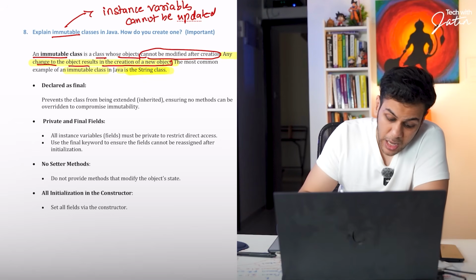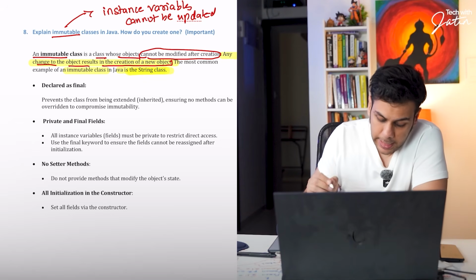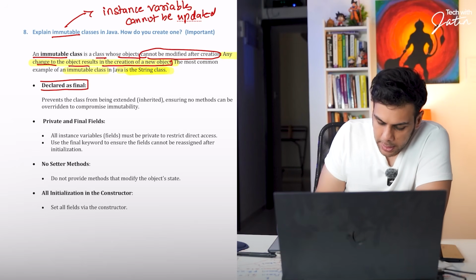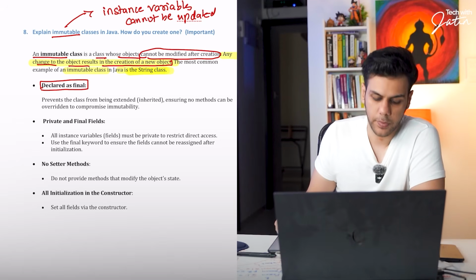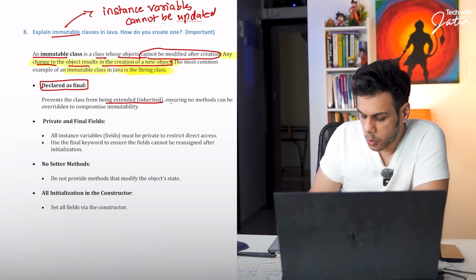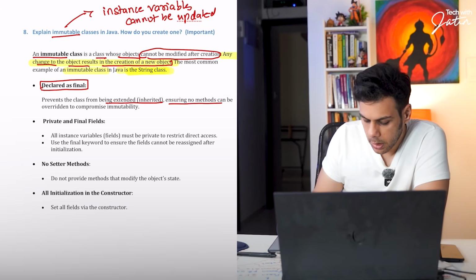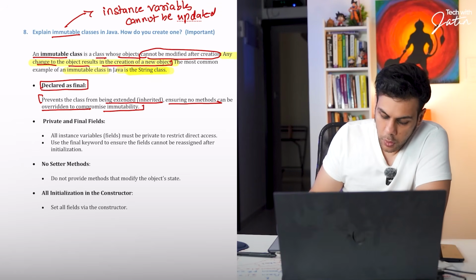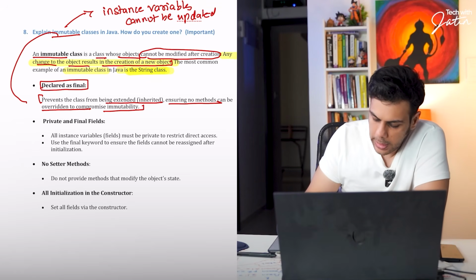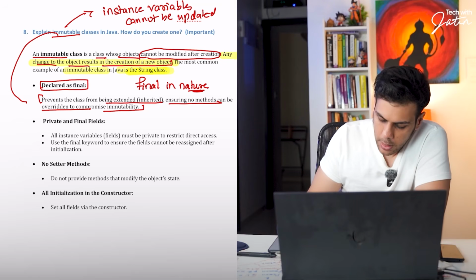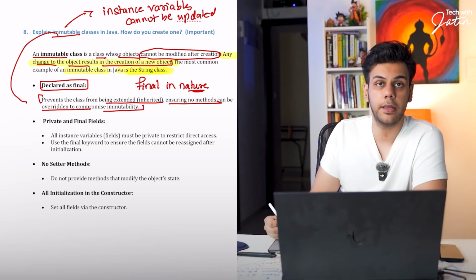Now, how do you create a class as immutable? First of all, you have to make the class final. This prevents the class from being extended or inherited, ensuring no methods can be overridden to compromise immutability. So whenever you talk about an immutable class, you have to make sure that it is final in nature. Okay, so the class has to be final.